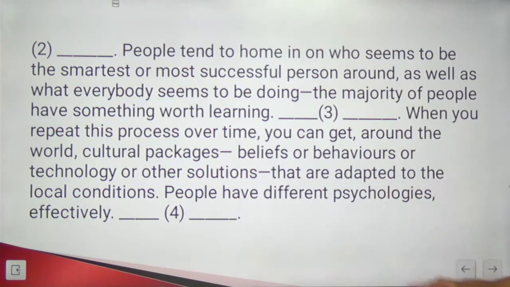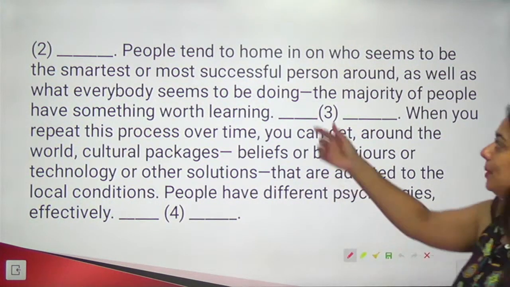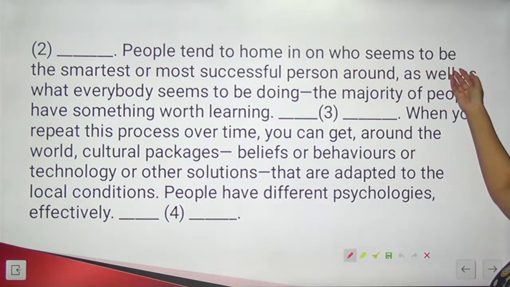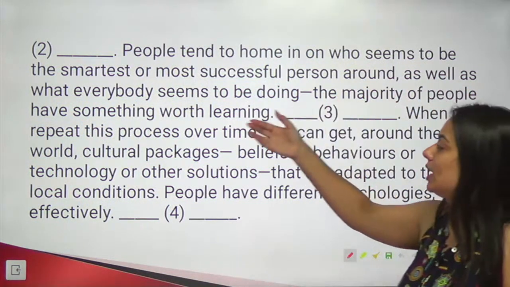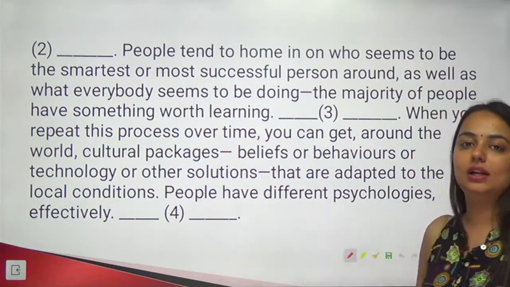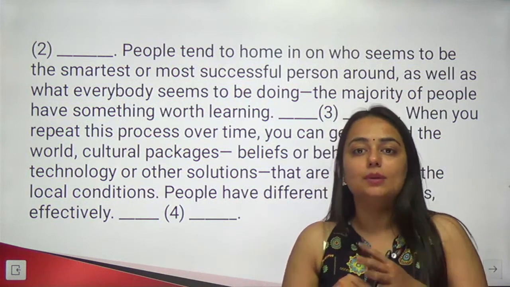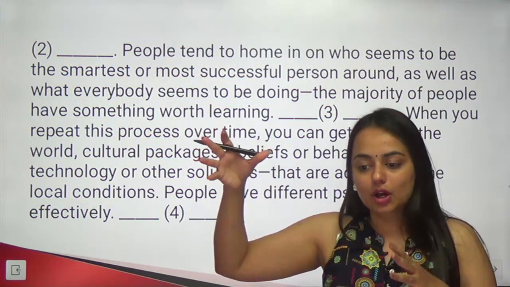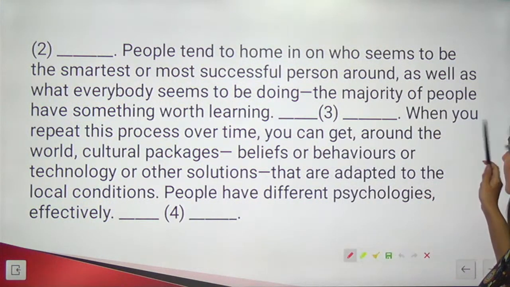This is the remaining passage. So people tend to home in on who seems to be the smartest or most successful person around, as well as what everybody seems to be doing. The majority of people have something worth learning. Now that aspect of acquiring socially is further explored by saying that people look up to other people who are very wise. People go for one such personality.